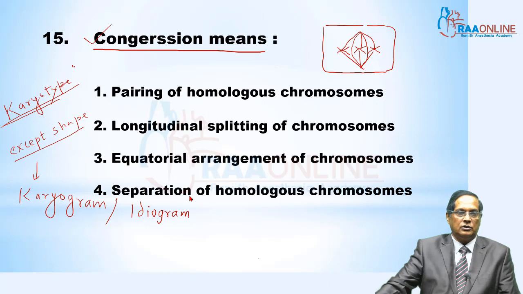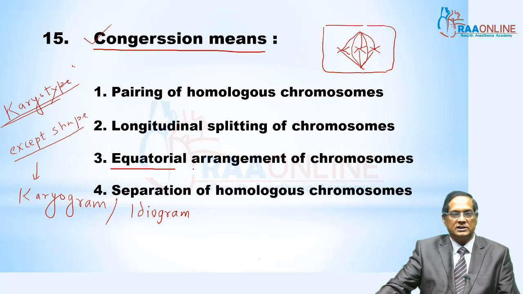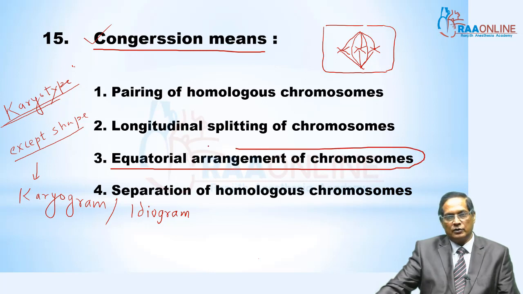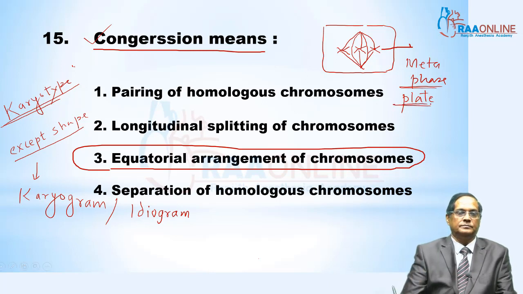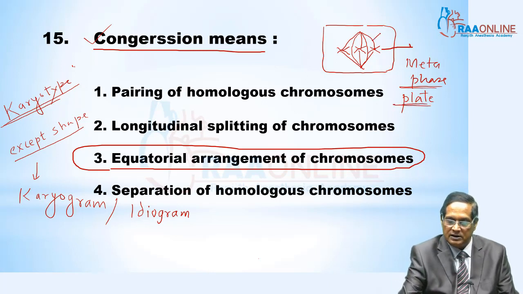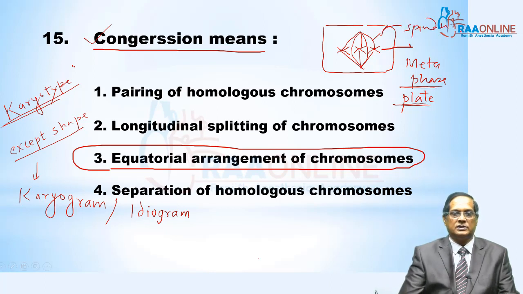So congregation takes place in metaphase stage. It is nothing else but the equatorial arrangement of chromosomes. This is the metaphase plate, so the metaphase plate is formed. And these are all spindle, a fibrous structure.